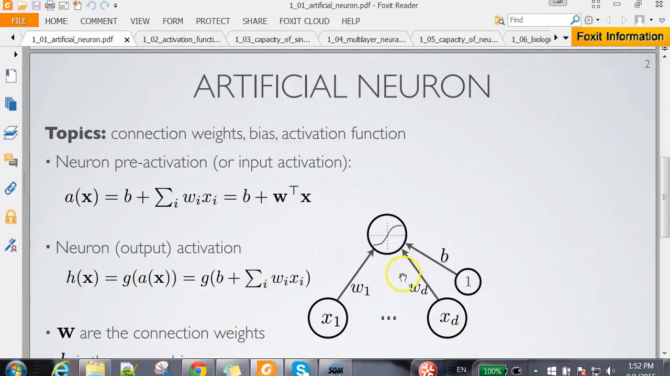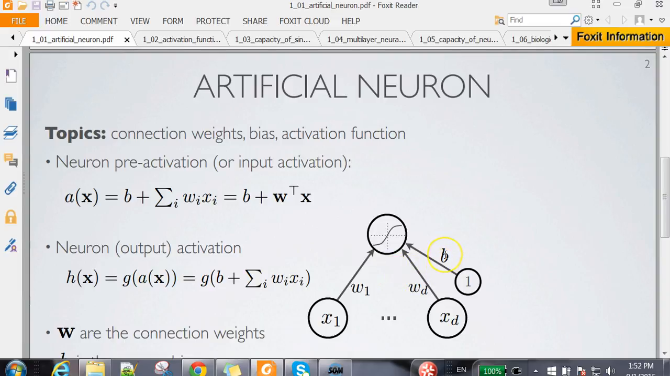The way this works is we take some weights and we multiply each input by a weight. And these weights are usually set randomly. Sounds kind of strange, but that's the way it's done.